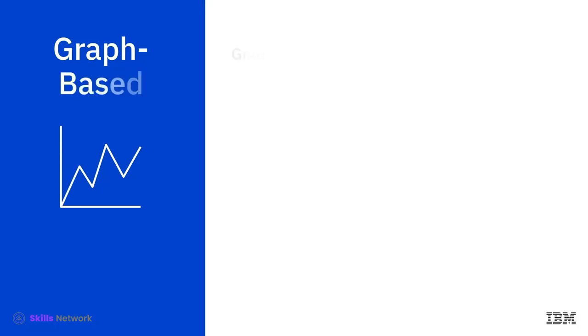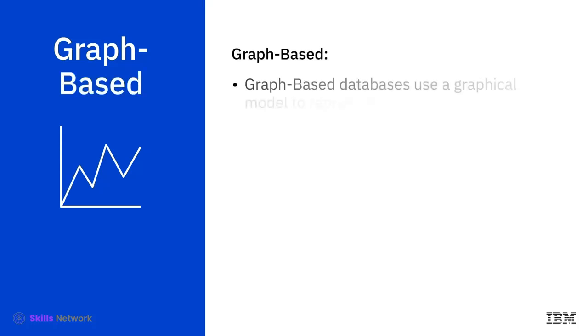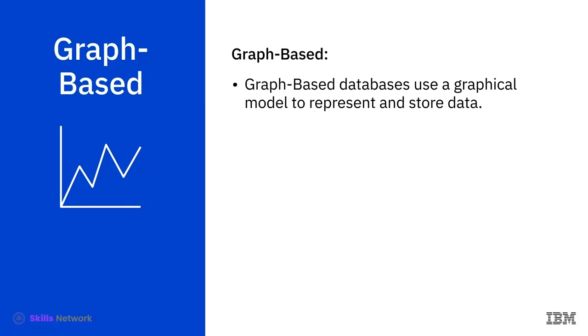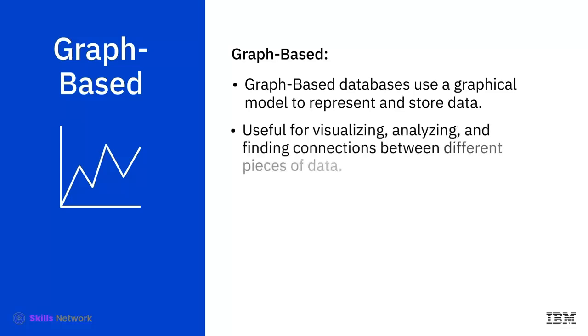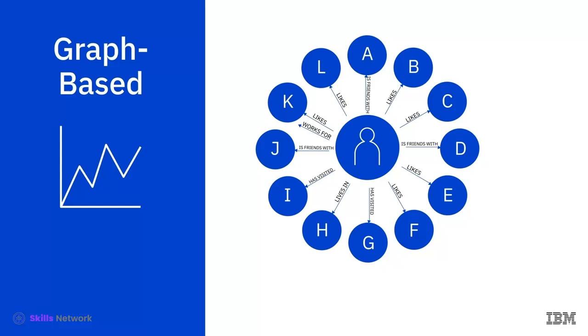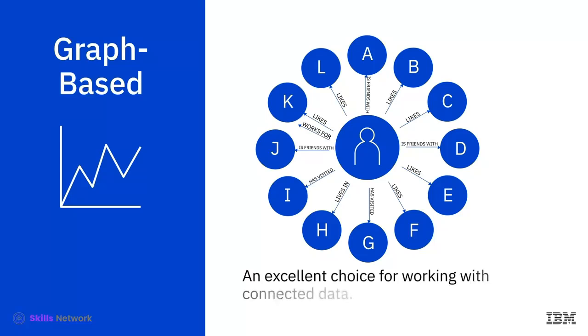Graph-based. Graph-based databases use a graphical model to represent and store data. They are particularly useful for visualizing, analyzing, and finding connections between different pieces of data. The circles are nodes, and they contain the data. The arrows represent relationships. Graph databases are an excellent choice for working with connected data, which is data that contains lots of interconnected relationships.